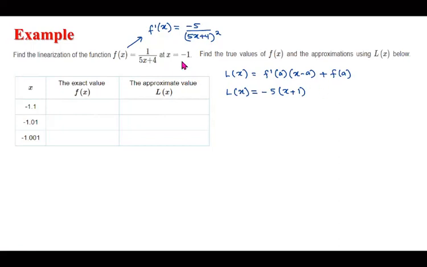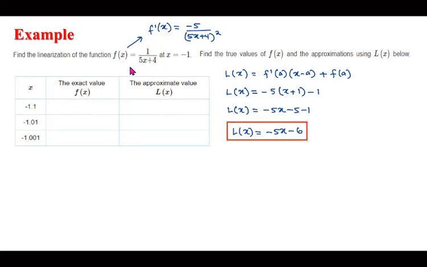And then f of a, if you plug in -1 into this function, that will be -1 minus 1. Now, if you distribute that -5, so -5x minus 5 minus 1. So the linear approximation L of x is equal to -5x minus 6. Okay, that is the linear approximation of the function. So if you want to estimate the value of this function around x equal to -1 using the linear function, this is that function.